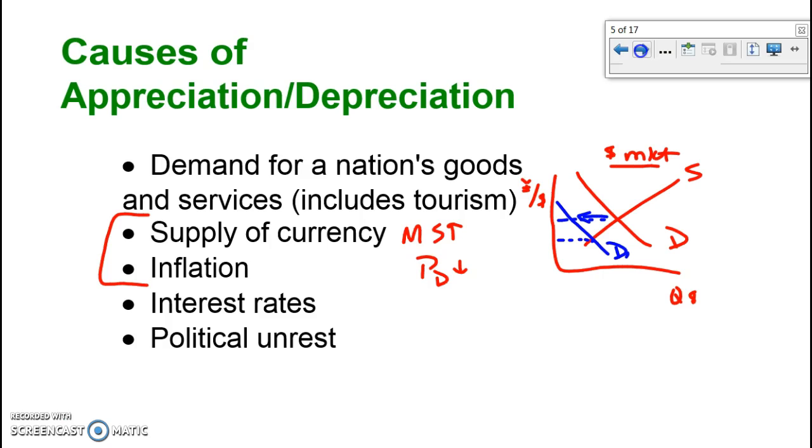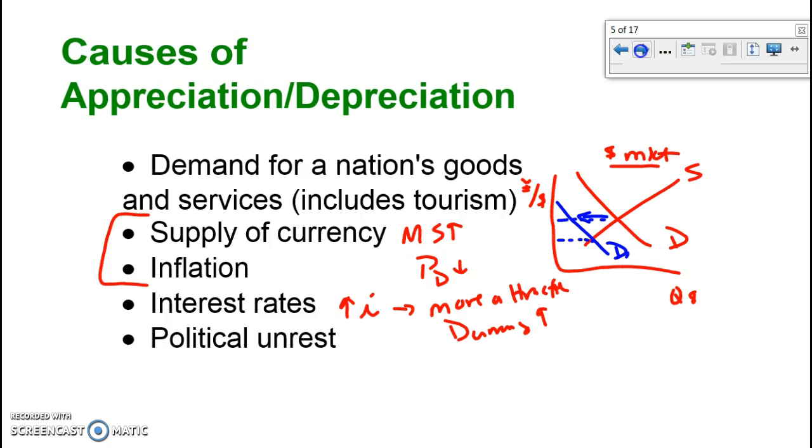Interest rates can be another factor. If interest rates, for example, in Canada are higher than interest rates in U.S. banks, then people in the U.S. might want to put their money in Canadian banks. In order to put their money in Canadian banks, they first have to exchange their U.S. dollars into Canadian dollars. So a high or rising interest rate is going to make your money more attractive. Your banks are going to be more attractive as a place to store wealth, and therefore the demand for the currency will also go up.